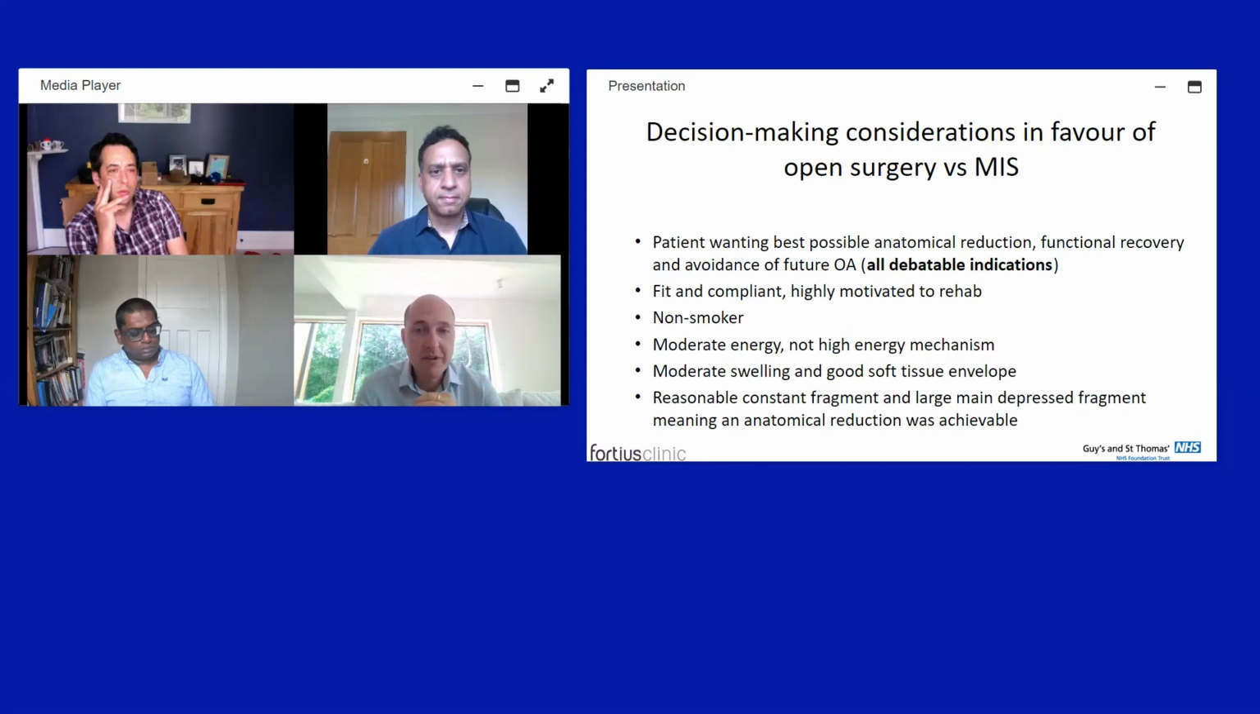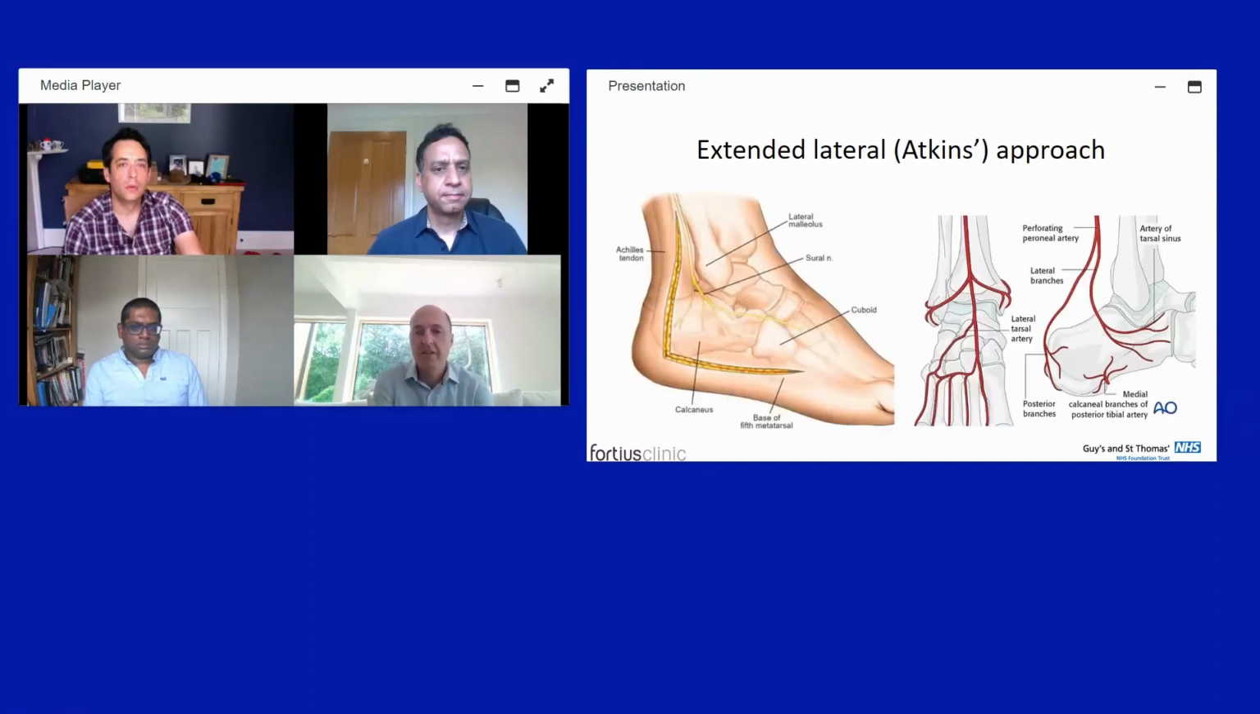He was also extremely fit, compliant. He was a non-smoker. I think overall I would call this kind of injury a moderate energy calcaneal fracture. It's not a really high energy polytrauma, and consequently his swelling and the soft tissue envelope was actually in reasonably good shape as well. So those were the factors that led me to offer him extended lateral open approach. And this is the approach.